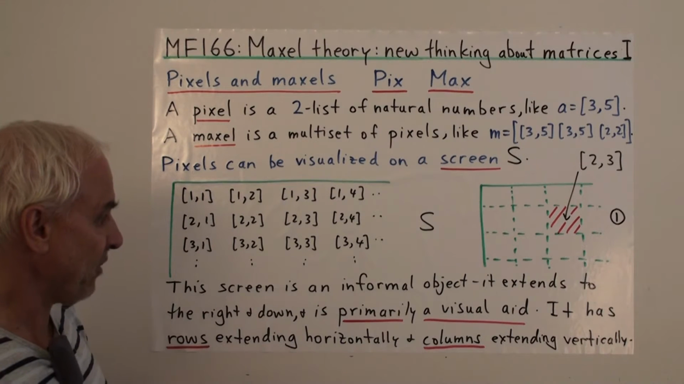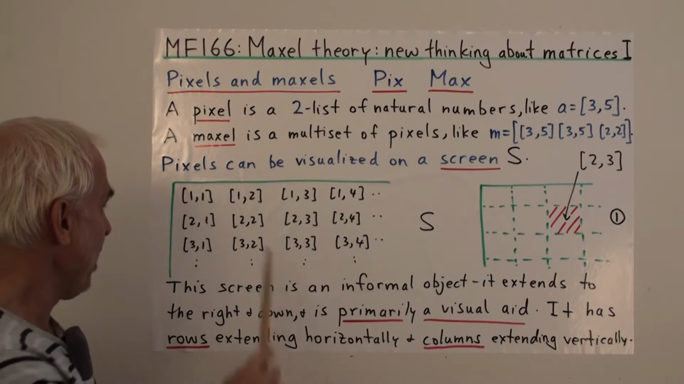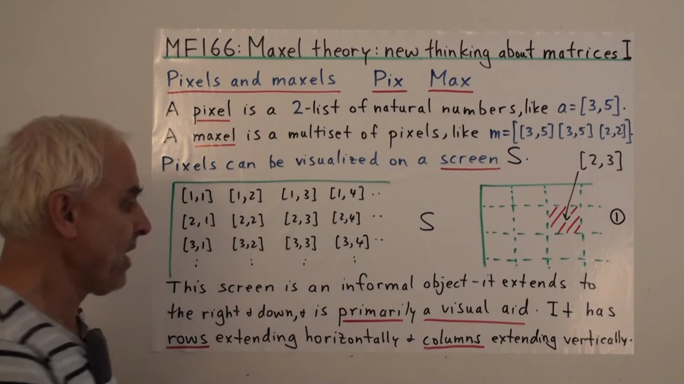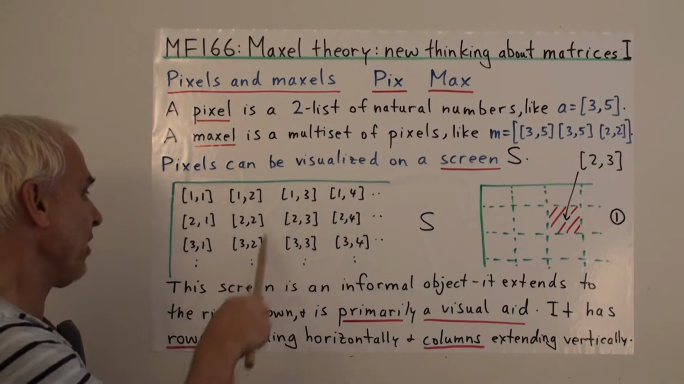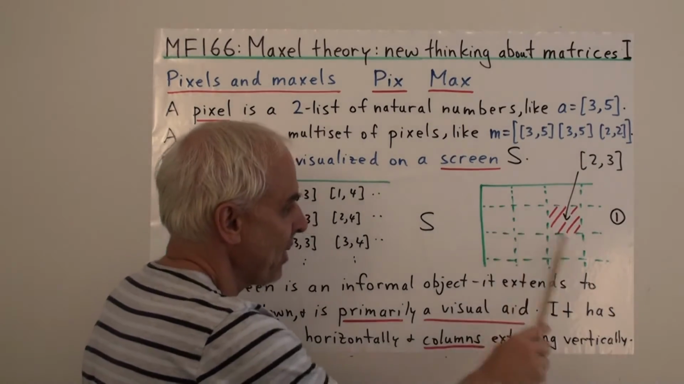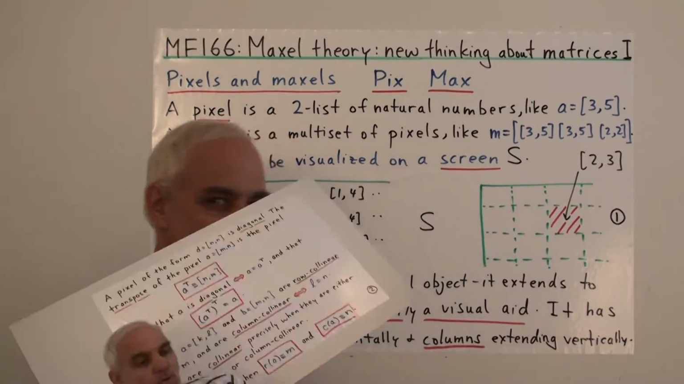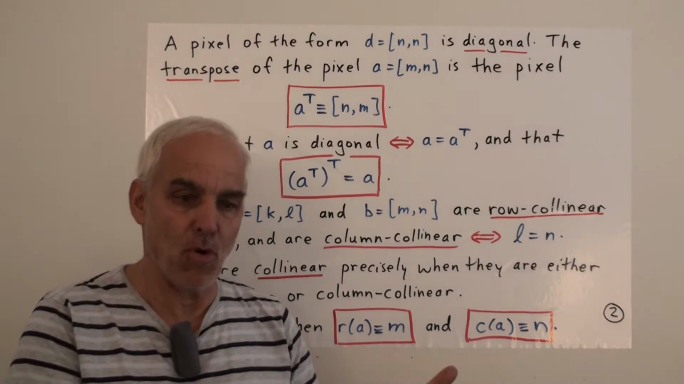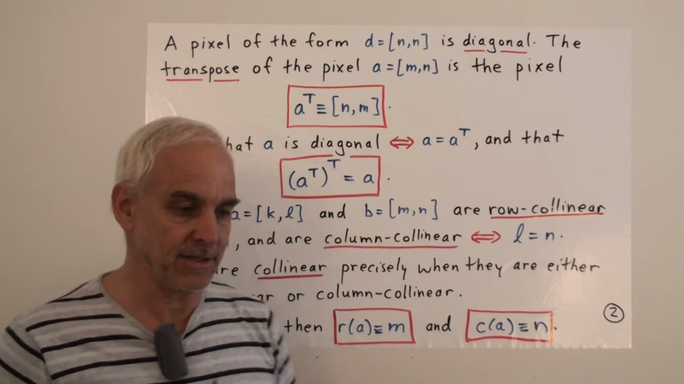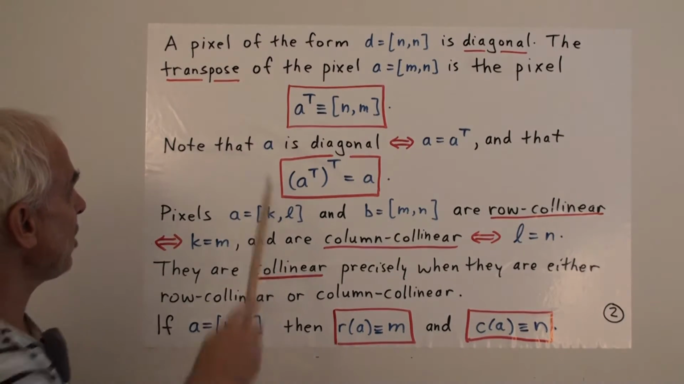So just a little bit of additional terminology. We'll say that the screen has rows. So these are the rows of the screen, and it has columns going this way. Rows this way, columns this way. So in this video, we'd like to lay out a little bit more of the basic definitions and notations associated with these objects. So let's start with pixels.